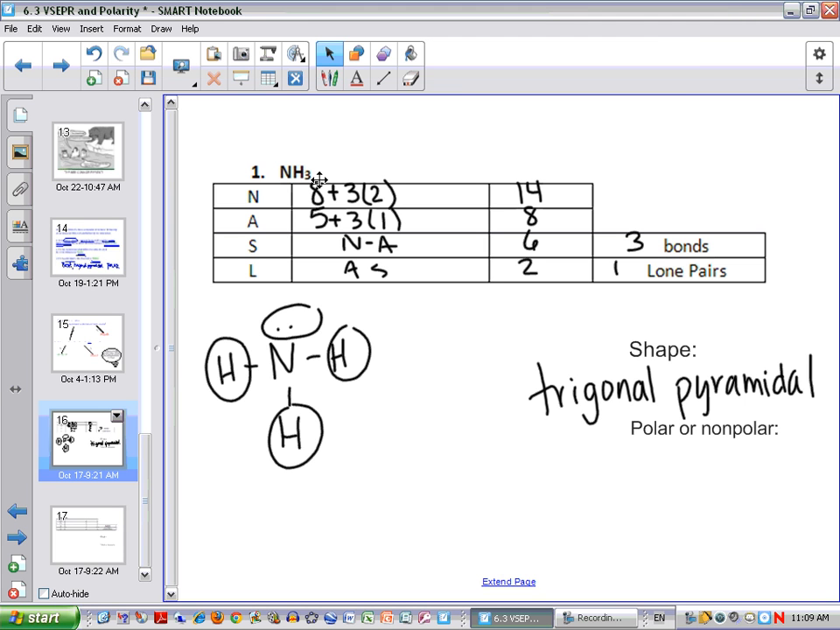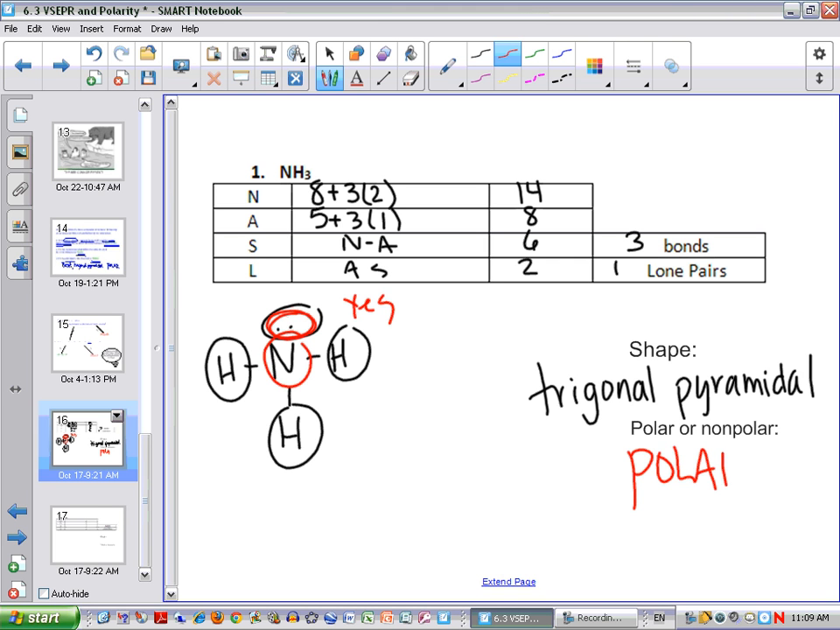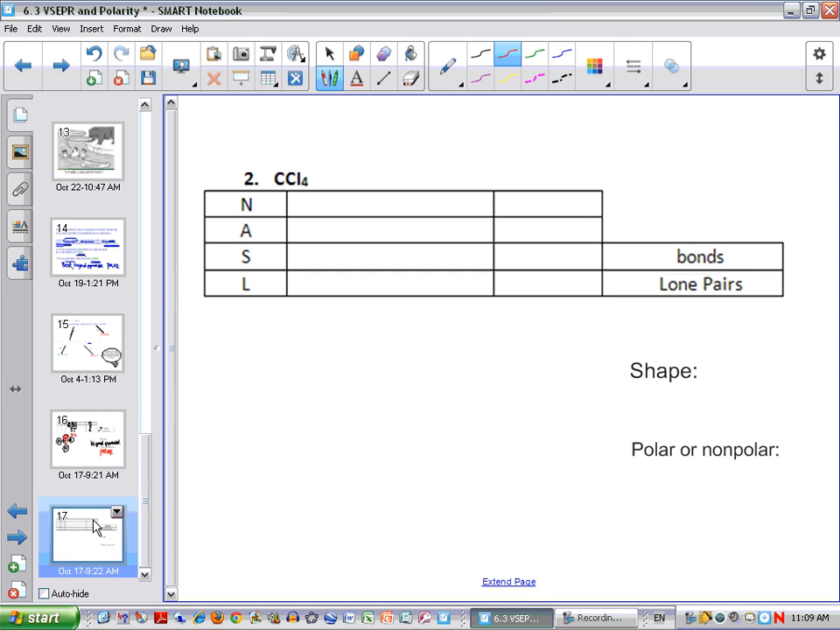Is it polar or nonpolar? Let's look at our central atom, which is our nitrogen. Does it have lone pairs? The answer is yes, it does. So it is automatically polar. So you'll have to do all of these steps on your homework. You're going to NASL and draw it just like you did on last night's homework. But then you're just going to add that last step of telling me its shape and whether it's polar or nonpolar. Carbon tetrachloride. We've done this one before too.